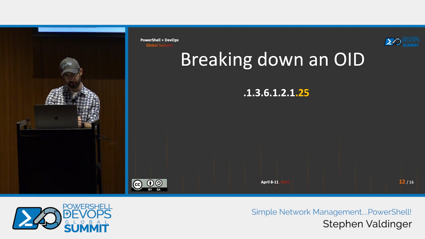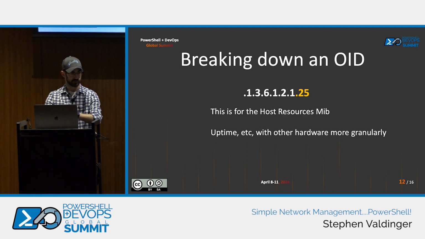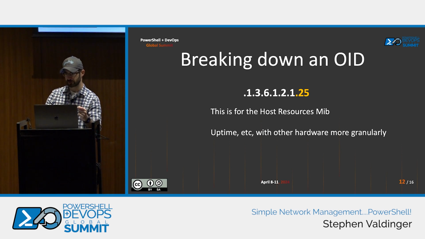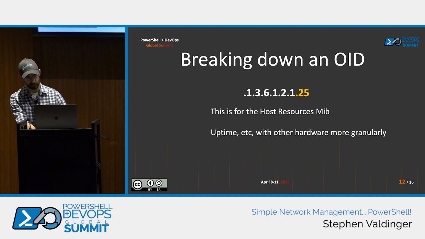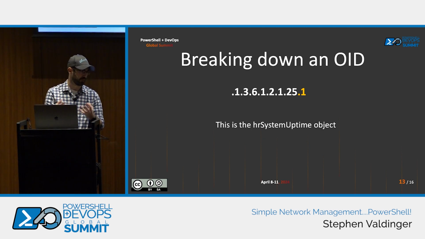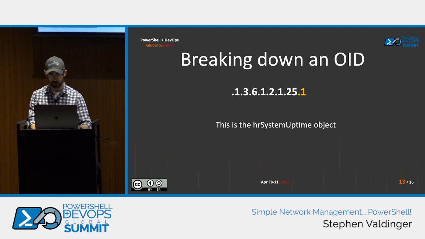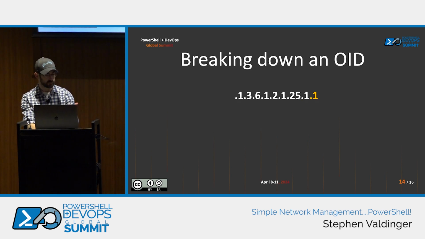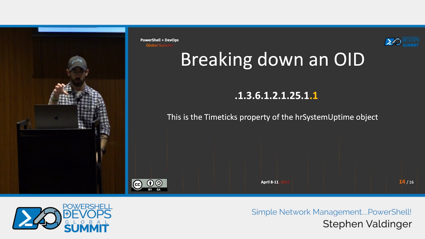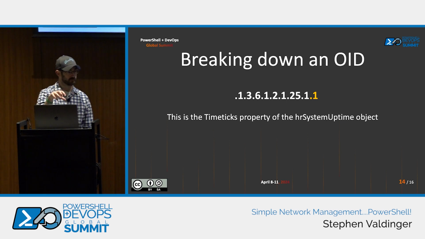.25 is very specific to the host resources MIB. This is going to be for things like processor utilization, system uptime, et cetera, et cetera. And as you dive further down into the host resources MIB, you get to .1, which is the actual uptime object, which has the actual uptime and a bunch of descriptors around it. There's like 4 or 5 things in .25.1. And as you dive further down into it, you start to be able to pick out individual things. So if you think of an OID like a PS custom object, right?